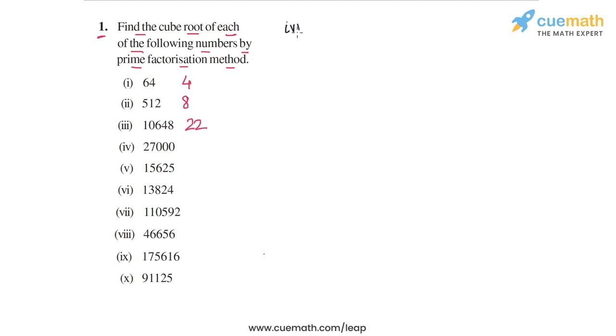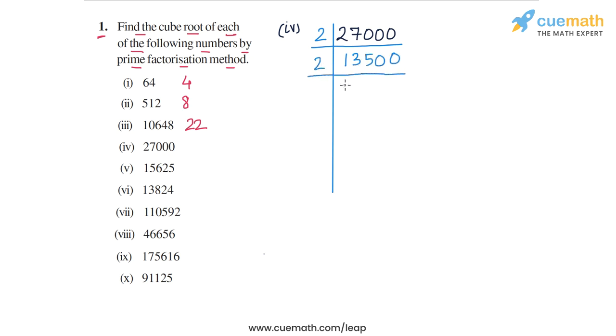Now coming to part 4, the number in part 4 is 27,000. And once again, we will prime factorize this number to find its cube root. So this number is even, so we divide by 2 and this will give us 13,500. Still even, so we divide by 2 again and this will give us 6,750. This is yet again even, so we divide by 2 again and this will give us 3,375.